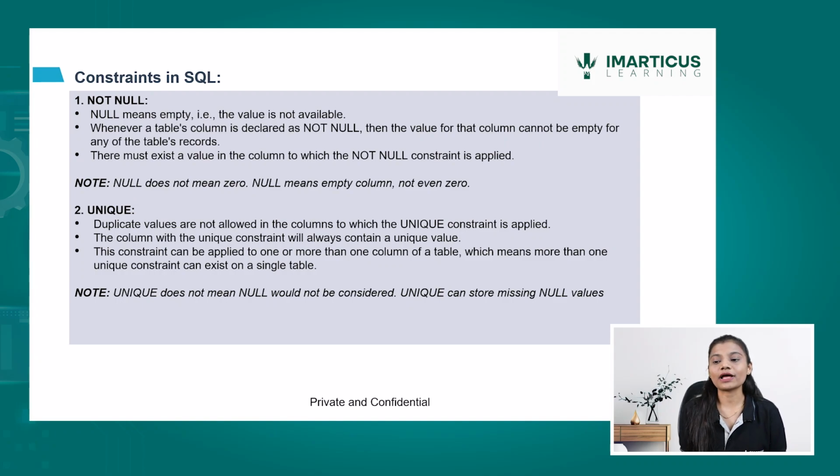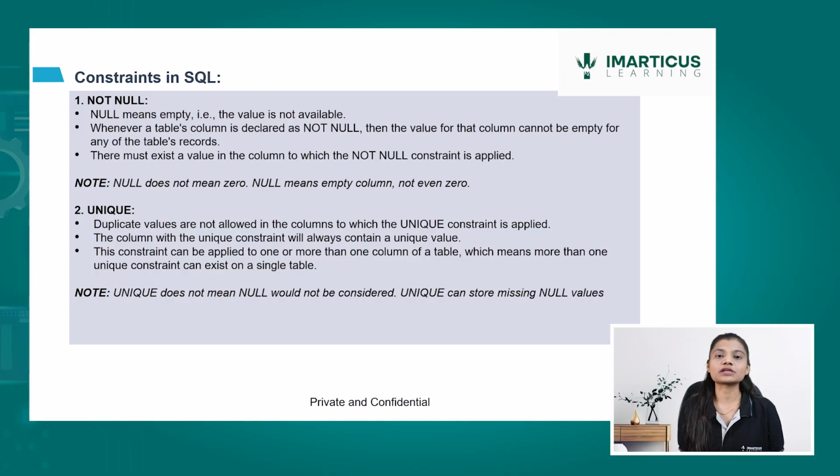When I have duplicate values, they would not be allowed for certain columns. Let's say I have IDs, and those could not be duplicated. Let's say I have phone numbers, and I want the phone numbers of all the individuals to be unique. So duplicate values are not allowed in the columns in which the unique constraint is applied, which means wherever you apply a rule named unique, a duplicate entry or repeated data would not be allowed. So the column with the unique constraint will always consist of unique values.